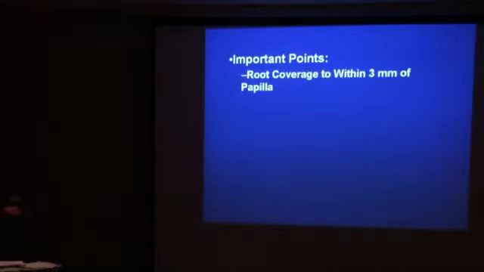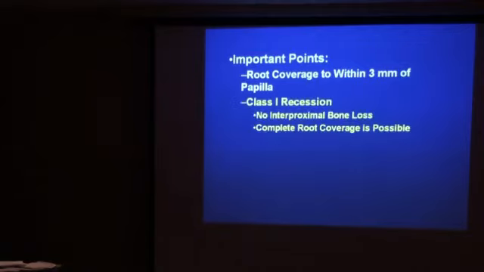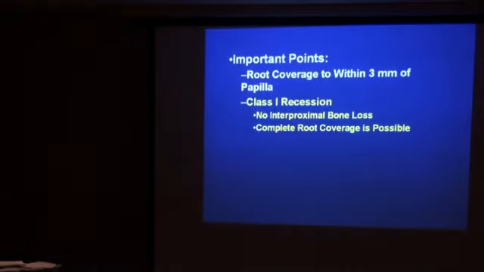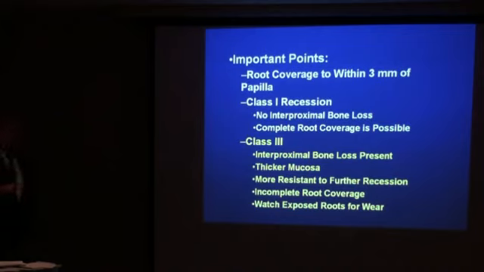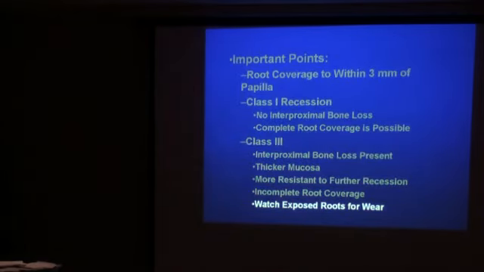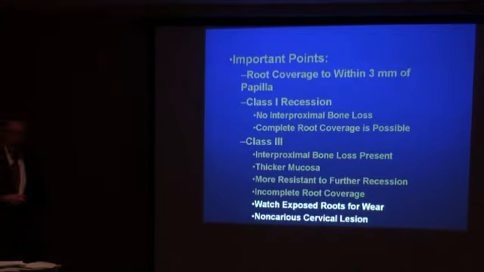So let's review the important points. We know that we can cover the roots to within 3 millimeters of the tips of the papillae. With class 1 recession, no interproximal bone loss has taken place, so therefore complete root coverage is possible. But with class 3 recession, interproximal bone loss has taken place. Now, we can achieve thicker mucosa. We can make this tissue more resistant to further recession, but we're going to have incomplete root coverage as a result, and so we have to watch those exposed root surfaces for signs of wear. And what do we call it when wear does occur on these exposed root surfaces? We call it the formation of non-carious cervical lesions.